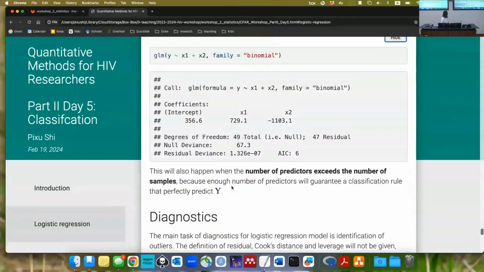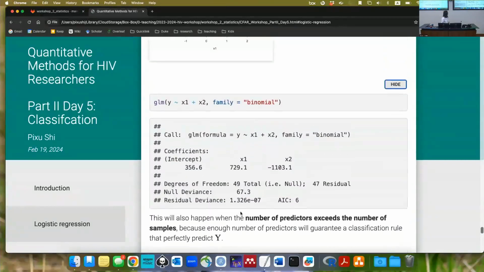So this is the sad scenario of perfect separation. And later on, we'll learn how to deal with the situation where you have more predictors than the number of samples.